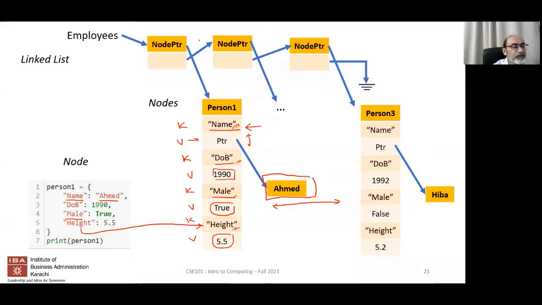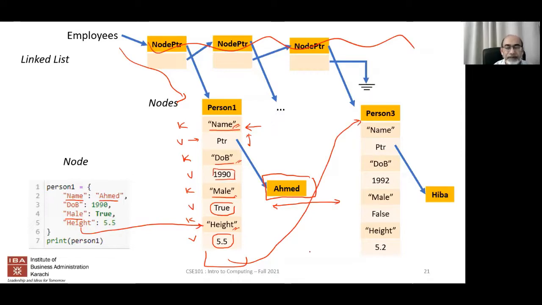Another possible solution would be that instead of having all of this, we simply have employees point over here, and we have the next pointer point simply like that. Perfectly fine, but this is a little bit more organized. As you can see, the linked list itself is separated from the actual nodes, and that's how a lot of times these structures are defined.